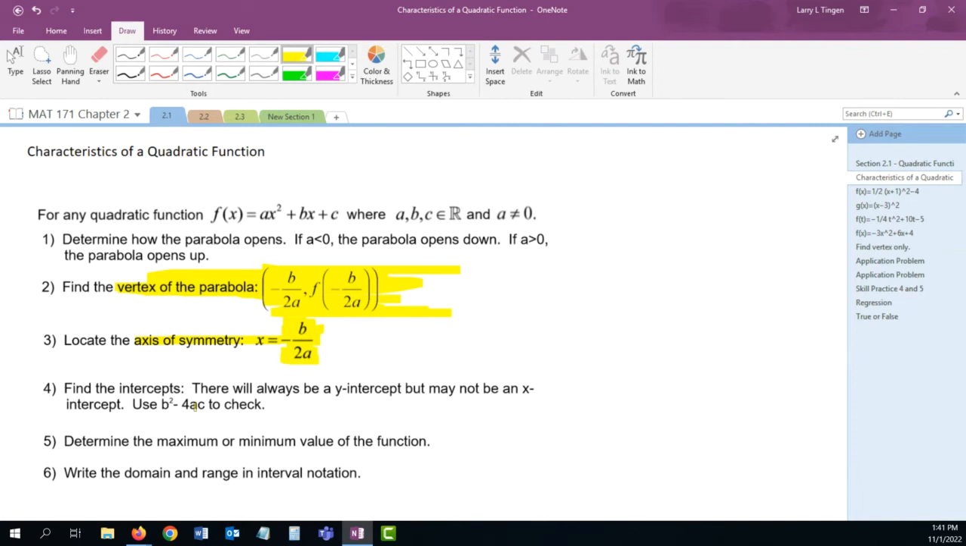Okay? So once you have these things figured out, the y-intercept and x-intercept, a vertex and axis of symmetry, does it open up or down? You'll determine the max or min because you got that from the vertex. This will be the vertex.